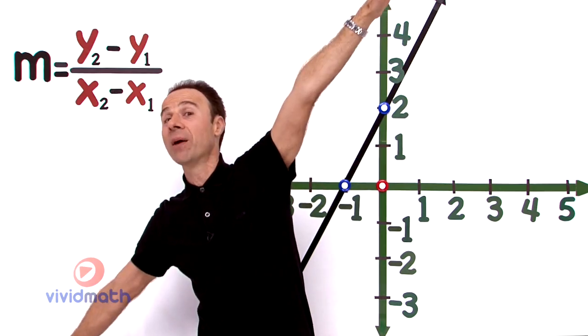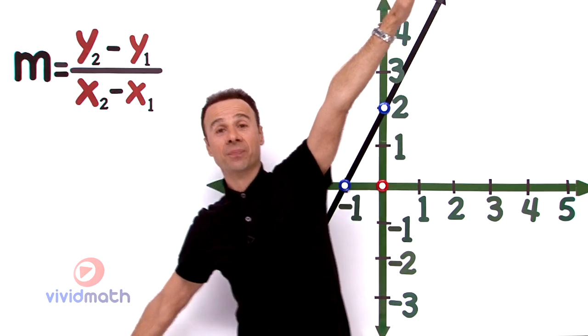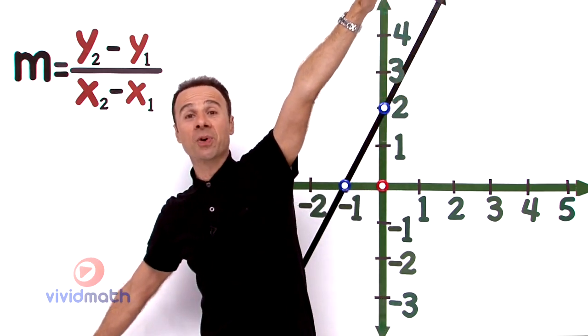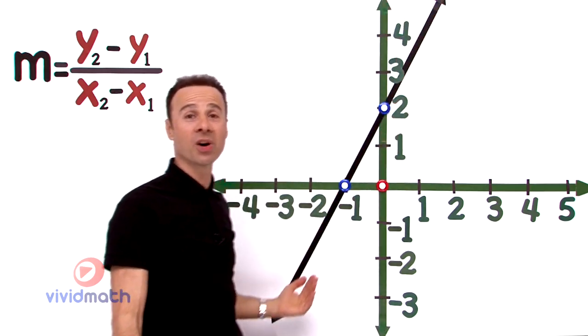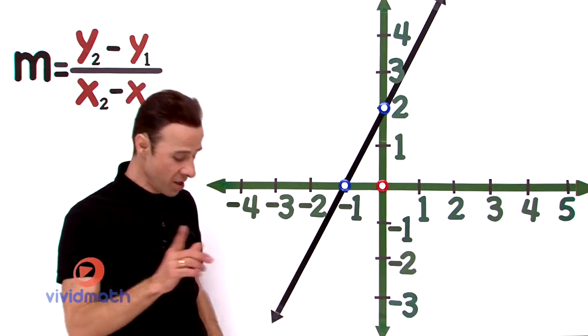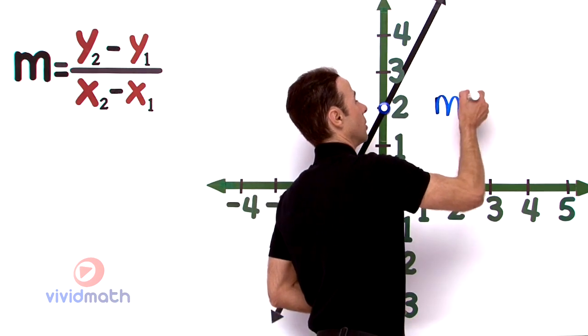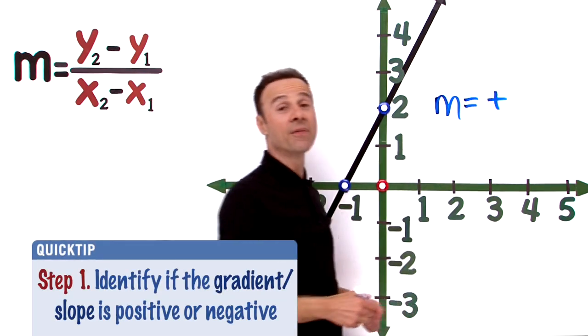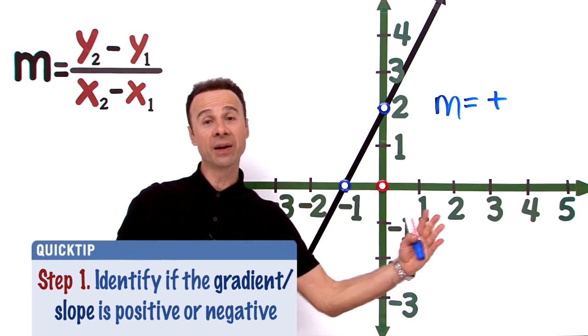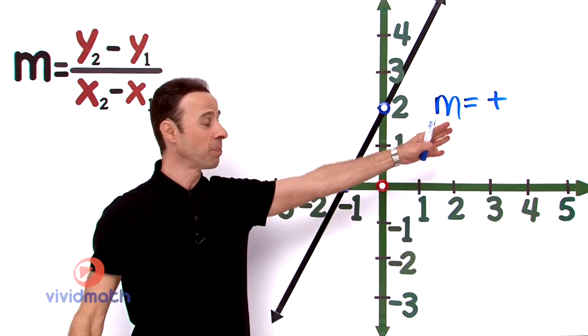Now have a look at what I'm doing and have a look at that. Looks like they're both positive, yeah? So this is a positive gradient, so we know it's going to be a plus. So let's write that down, that m, whatever the rise over the run is going to be positive. So there's the plus there.